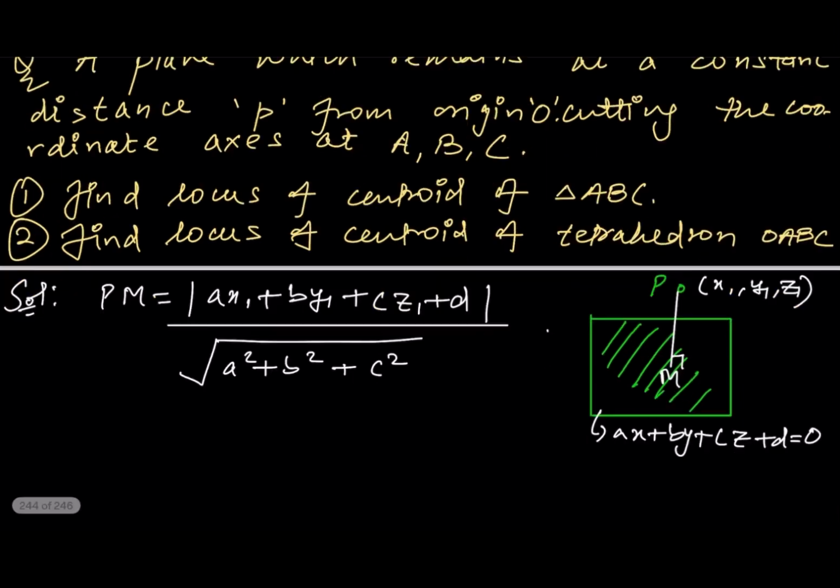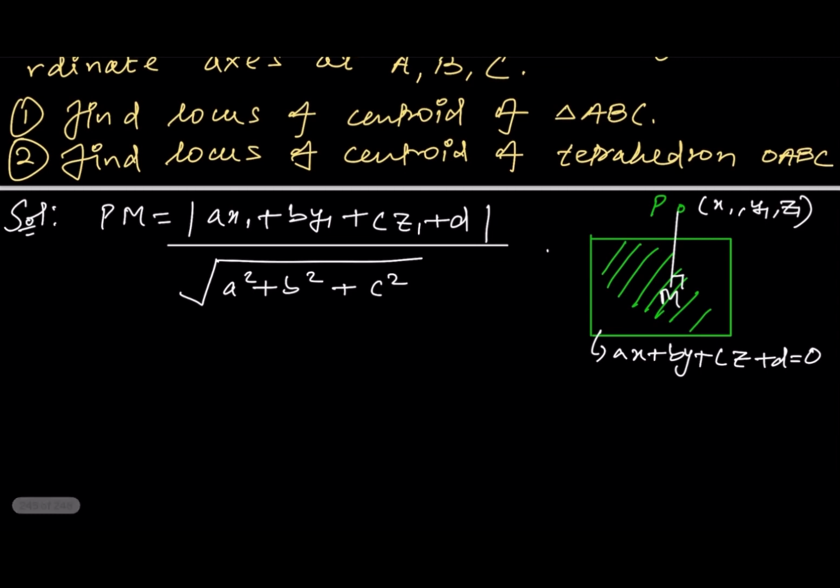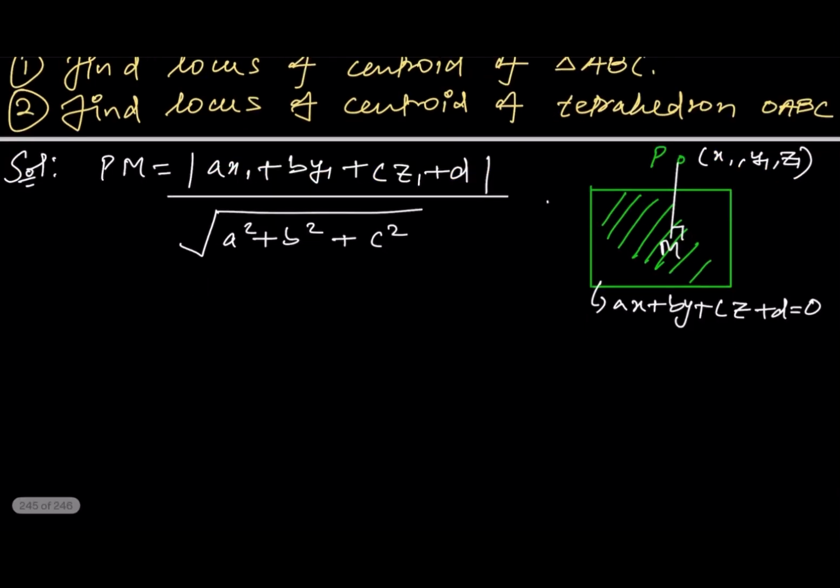This is similar to the 2D case when we find the distance of a point from a line. In the case of a plane, one additional axis is also there. Because of that axis, C square is present in the denominator, right?